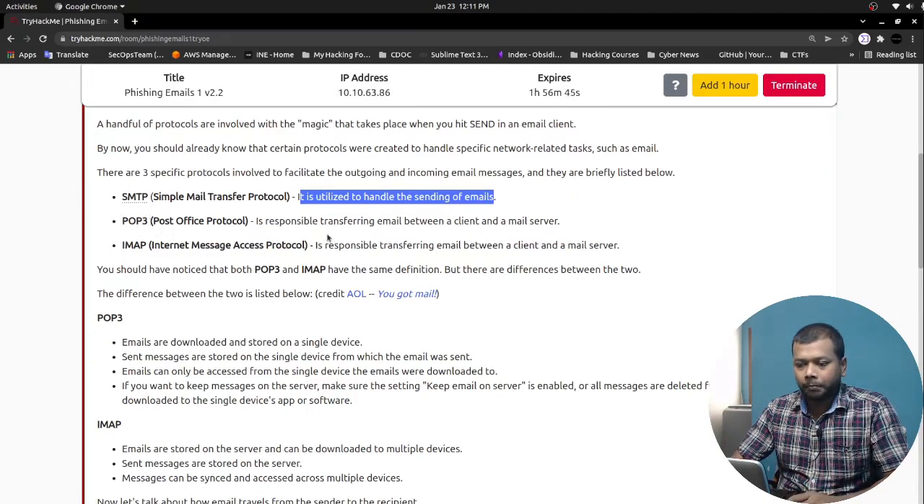I think the version is 3. It is responsible for transferring emails between the client and the email server. So keep that in mind.